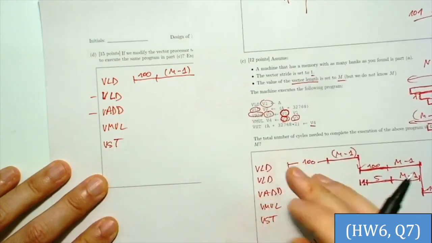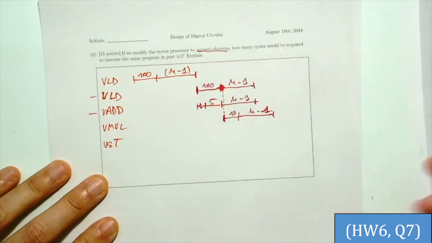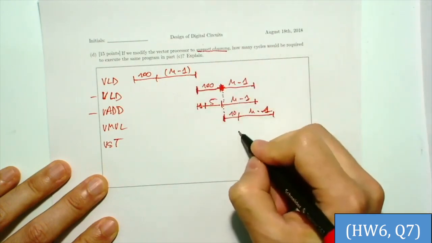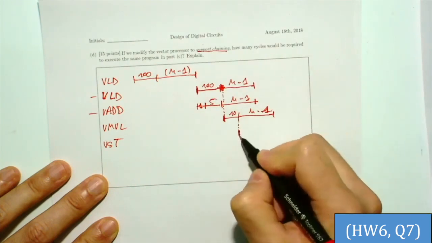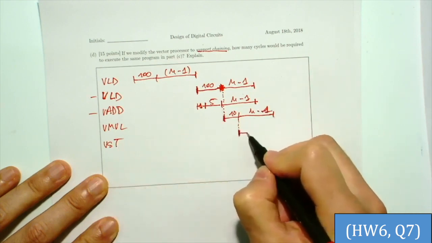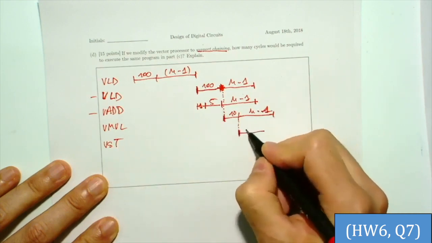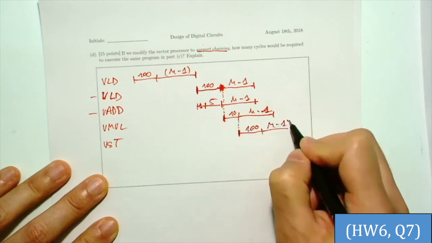The store depends on V4, that is the result of the multiplication. So we can start the store after the first element of the vector multiplication is calculated. So we can start the store here. This will be 100 cycles plus n minus 1.